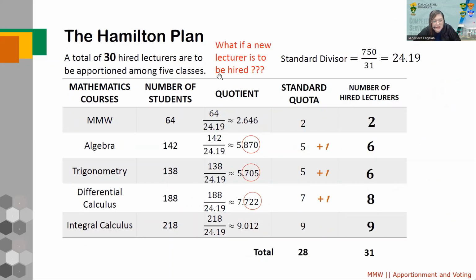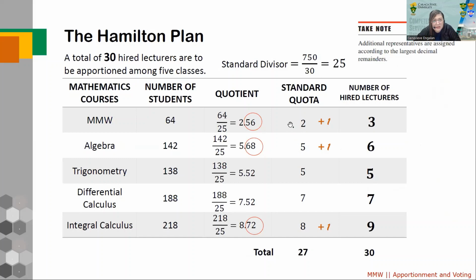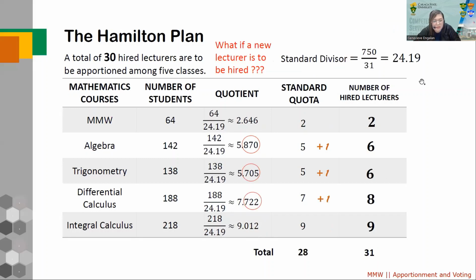The Alabama Paradox is, di ba, nagkuanta na ta, na-hire na ta og 30 ka instructors. Okay, suppose kung mag-add pa tag isa ka instructor, 31 na kabuok ang instructor. So ma-change na ang quotient, ang standard divisor ma-change na to 24.19. Using the Hamilton Plan, 28 pero 31 na ang i-hire. Tulo ka buok ang i-add, no?